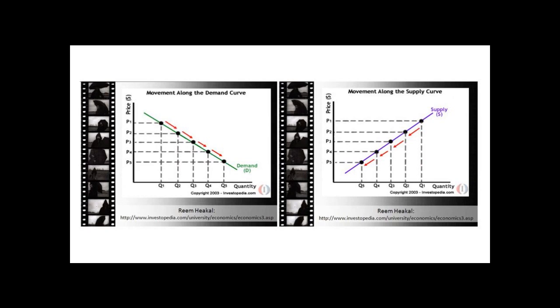Like a movement along the demand curve, a movement along the supply curve means that the supply relationship remains consistent. Therefore, a movement along the supply curve will occur when the price of the good changes and the quantity supplied changes according to the original supply relationship. In other words, a movement occurs when a change in quantity supplied is caused only by a change in price and vice versa.